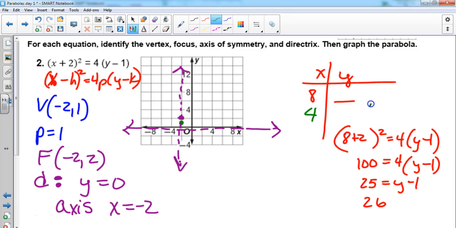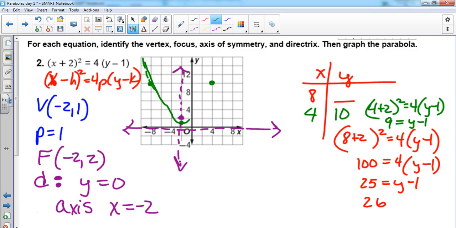If I put in a 4, I get 4 plus 2 squared equals 4 times y minus 1. 4 plus 2 is 6. 6 squared is 36. Divided by 4 is... So y minus 1 equals 9, which makes it 4. It's up at 10. That's 1, 2, 3 boxes away from the line of symmetry, so it's also at -8.